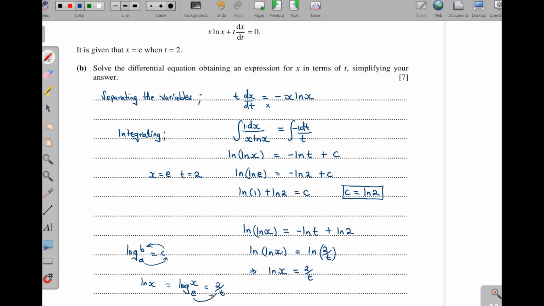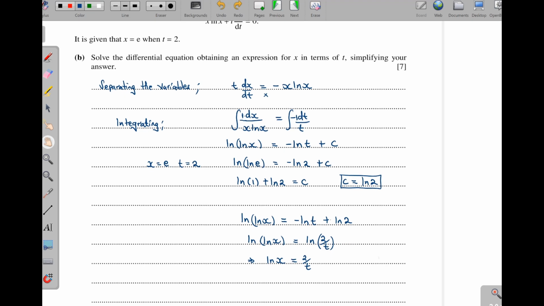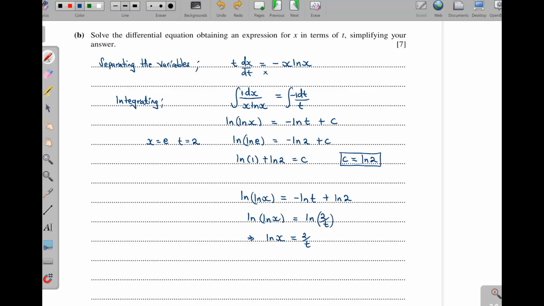That means we shall say e power this, then it's equal to x. Is that clear? So we shall say e power, and our x here shall be equal to e power 2 out of t. As simple as that.